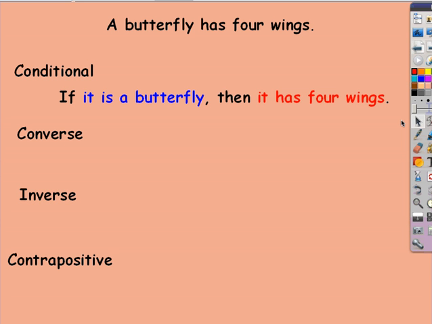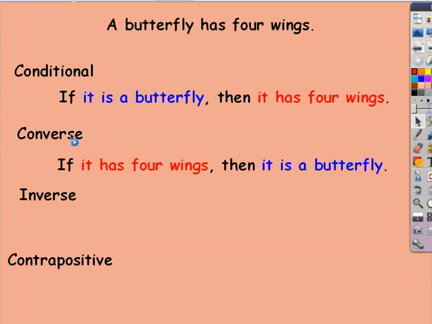Now, to do the converse, the inverse, and the contrapositive, all I have to do is reorder this in different ways. So the converse was if Q, then P. So the converse of this statement would be, if it has 4 wings, then it is a butterfly. Now that's not necessarily true. If you can think of anything that has 4 wings and it's not a butterfly, the converse would be false. For instance, a dragonfly has 4 wings, but it is not a butterfly. So the converse is not always true, but that's how it's written, is reordering those hypothesis and conclusion.